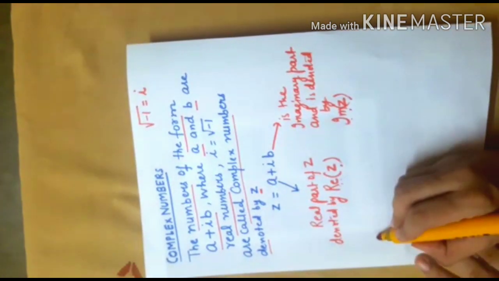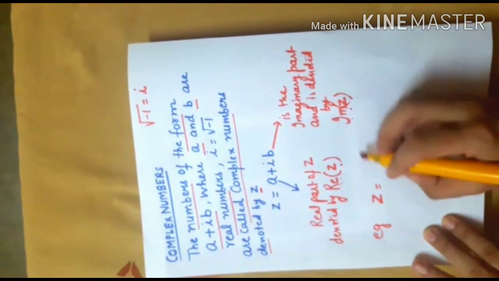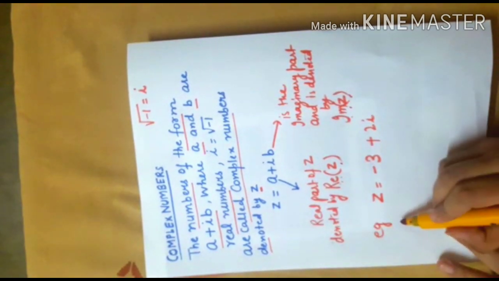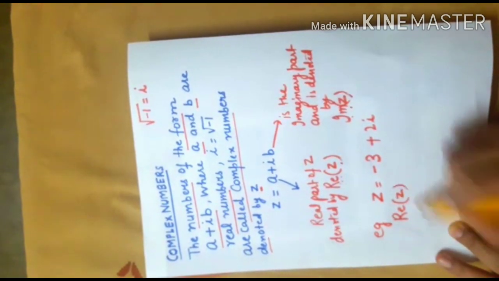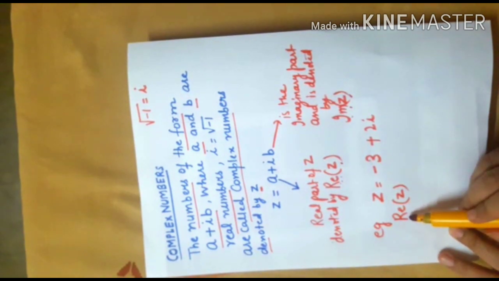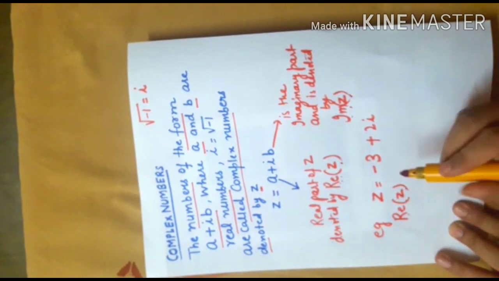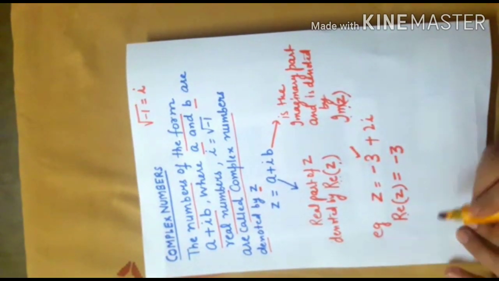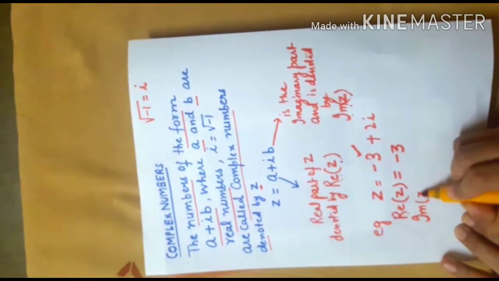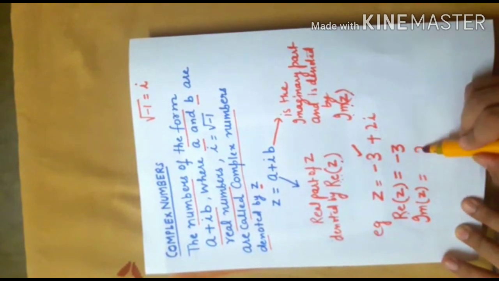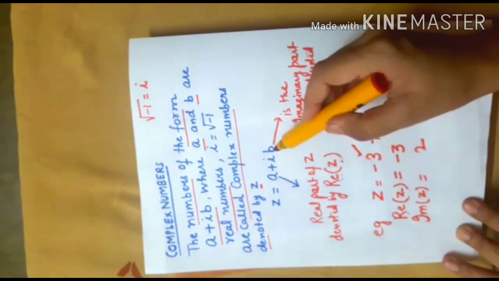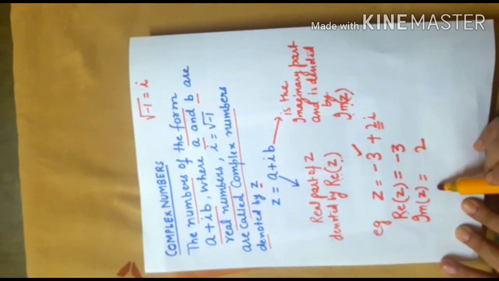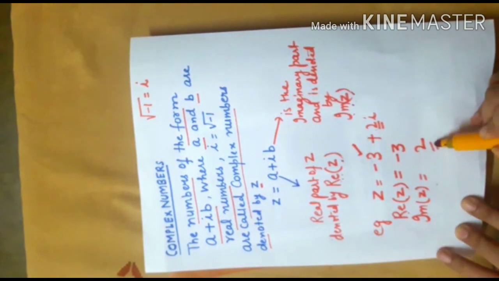For example, if I have the complex number minus 3 plus 2 iota. So if I ask you, find out real part of z. So real part of z is minus 3. And imaginary part of z is 2. b is the imaginary part. So here role of b is being played by 2. So imaginary part of z is 2.